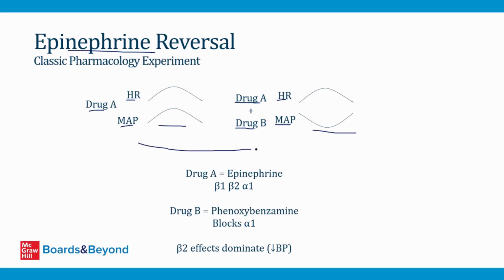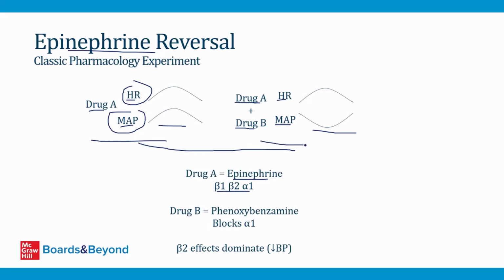And this phenomenon that I've described at the top of this slide is called epinephrine reversal. The idea here is that drug A is epinephrine. It activates beta-1, beta-2, and alpha-1 receptors at appropriate doses, and that leads to a rise in heart rate from beta-1 effects and a rise in mean arterial pressure driven by an increase in cardiac output from beta-1 effects and also vasoconstriction from alpha-1 effects. So this shown right here, drug A, these are the effects of epinephrine.